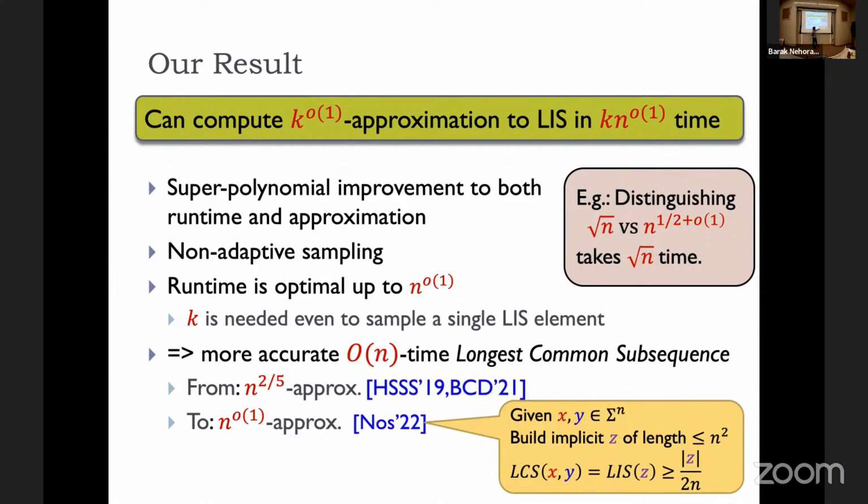And the main observation here is that for this construction, the longest common subsequence between x and y will be exactly the same as the LIS of this implicit string z, and the LIS of this implicit string z is guaranteed to be at least a fraction of 1 over n of the entire length of z. So we can run this sublinear time LIS algorithm on this implicit string z. By implicit, I mean that for any position you can, in polylog n time, output the character at this position. So you just run the algorithm and you get subpolynomial approximation.